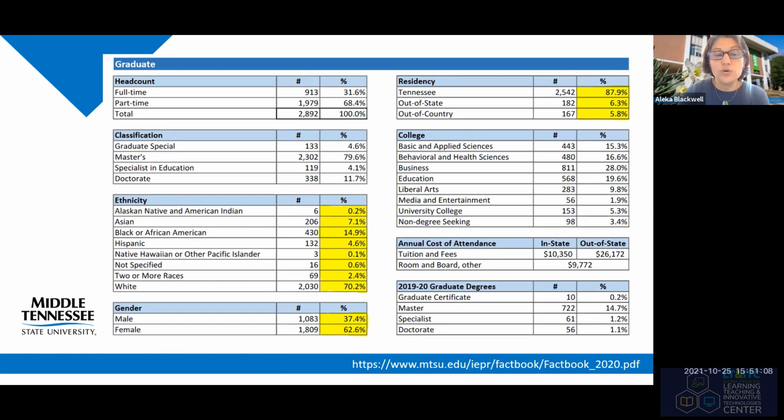I do also share with you the graduate student breakdown, because naturally graduate students are also part of the equation. We teach undergrads and grad students.